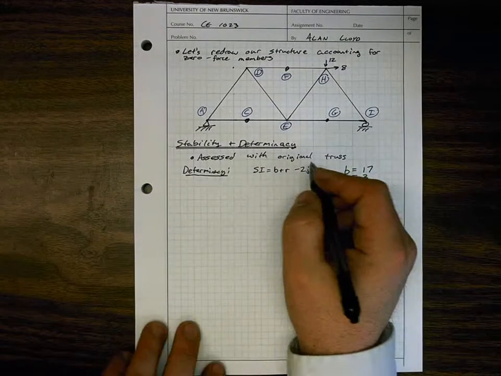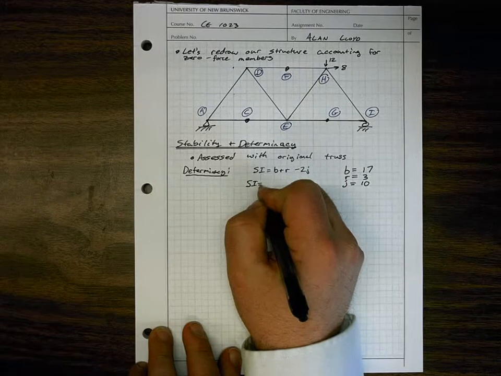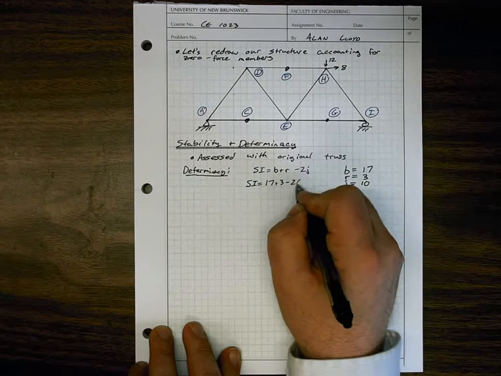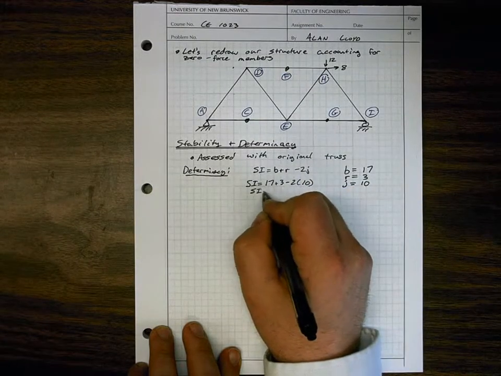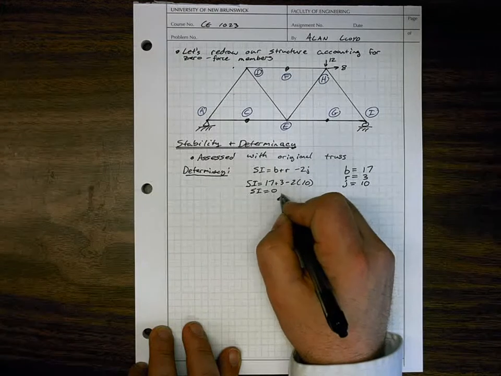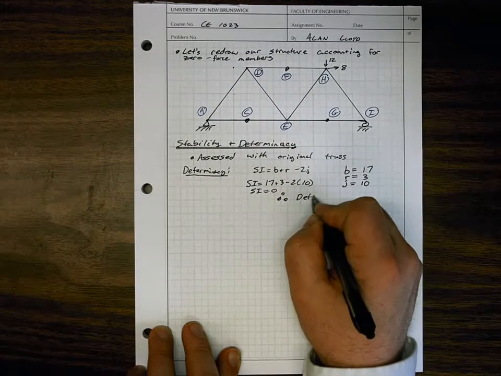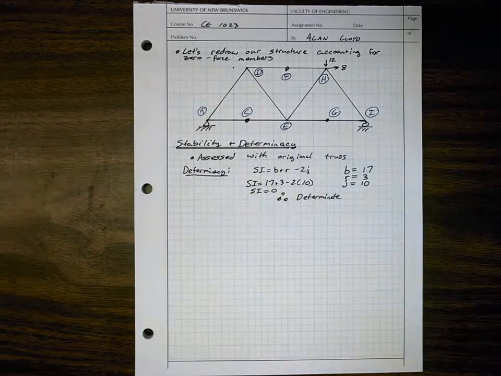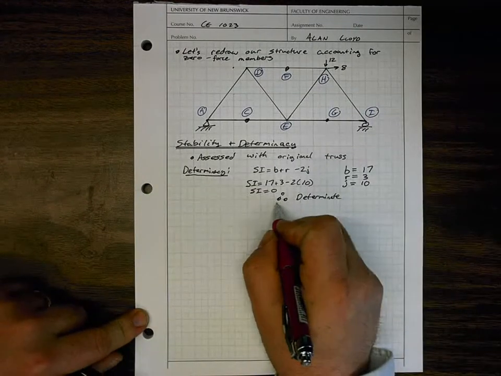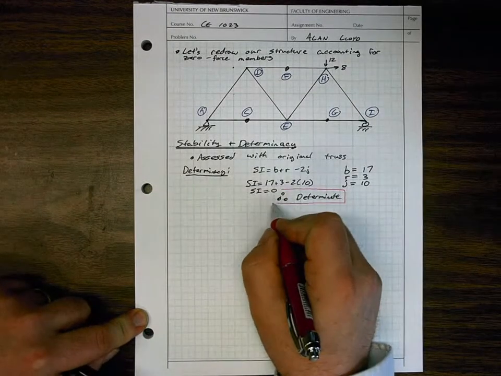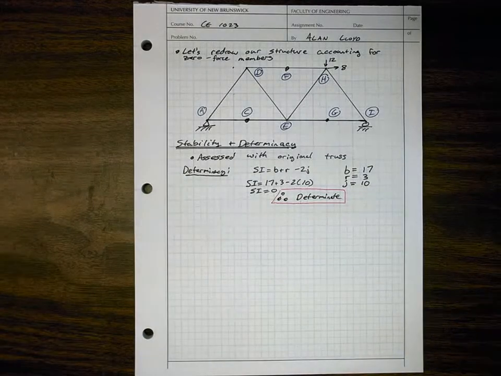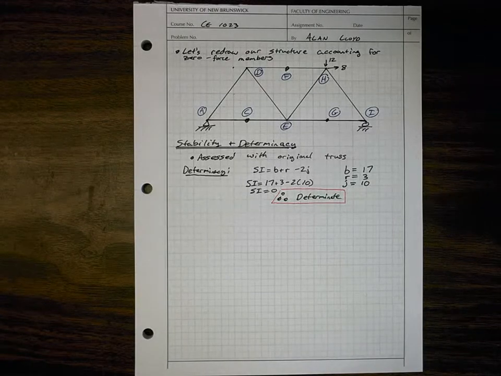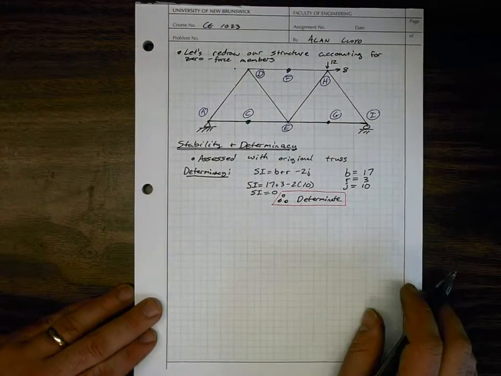So if we do this calculation for SI, which is the degree of static indeterminacy, we can see we have 17 plus 3 minus 2 times 10. And SI is equal to 0. And that means that we have a determinate structure. And if it's determinate, it means that we can solve this truss using the method of joints. We can solve it with equilibrium conditions only. We don't need to bring in some more advanced stuff from future courses.